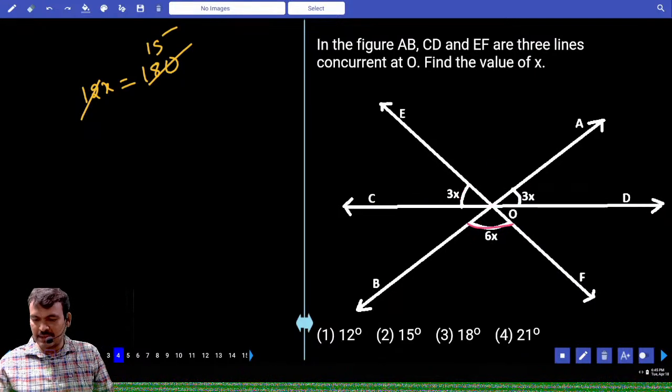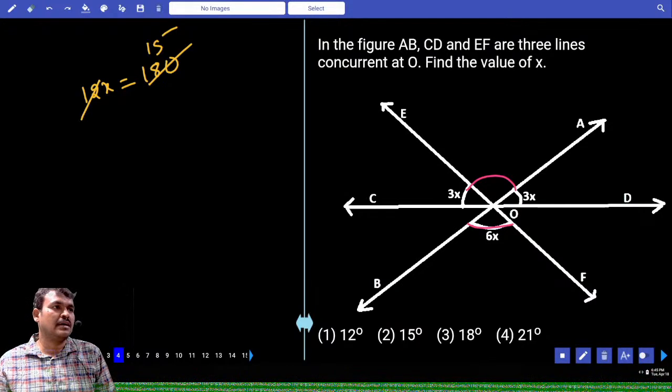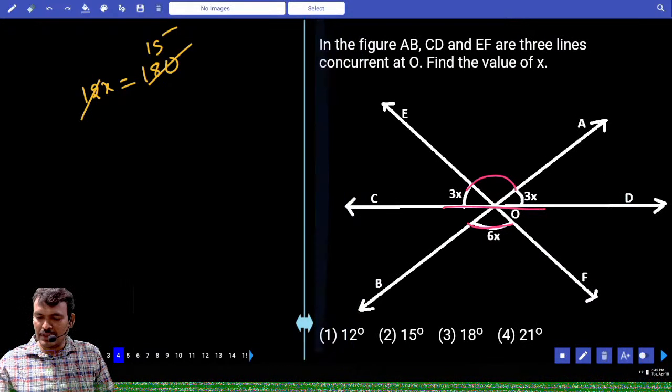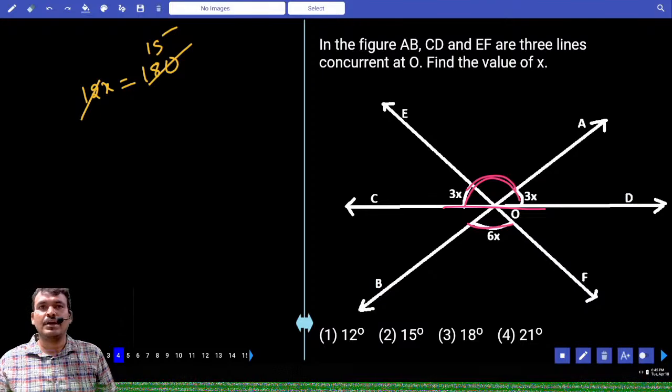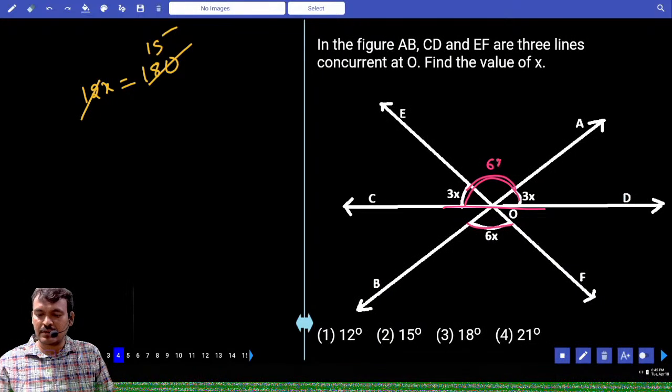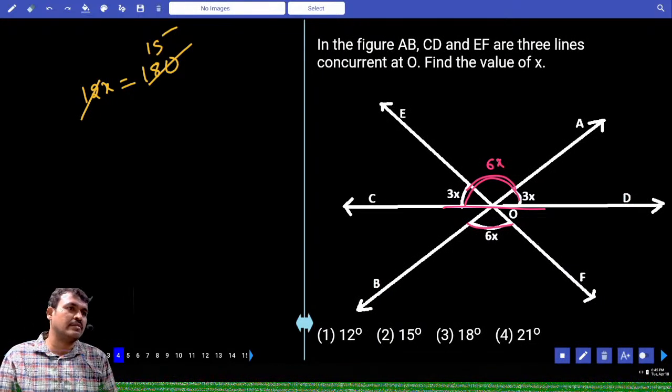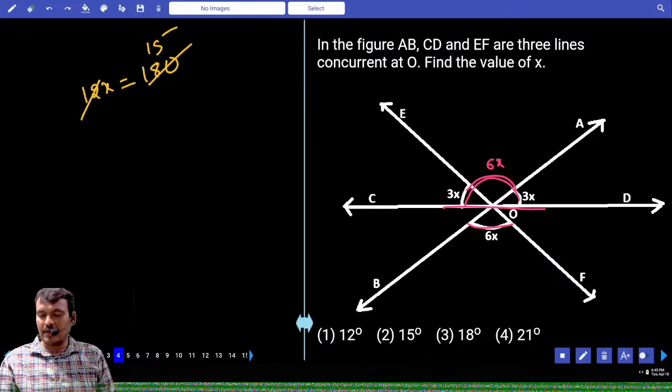If it is 6x, the opposite is also 6x, or not? In a straight line, the angles sum to how much? 180, or not? Total it is 12x. 12x equals 180. What is the x value? 15. Our center, the total around the center, is how many degrees?